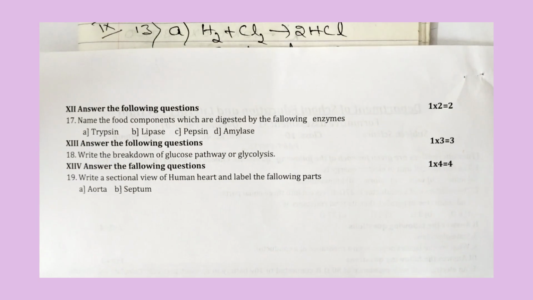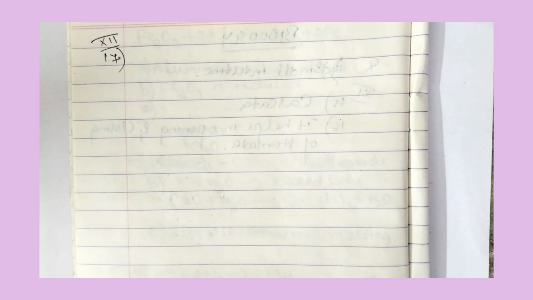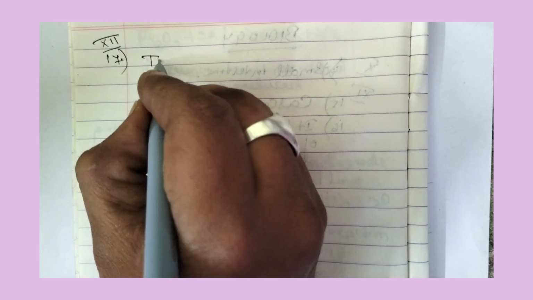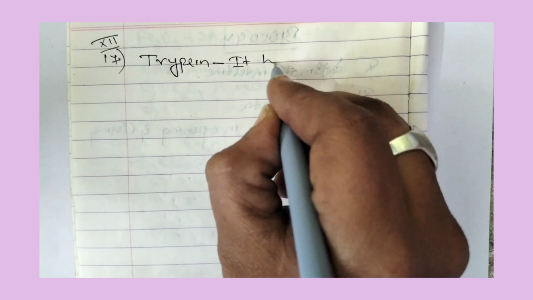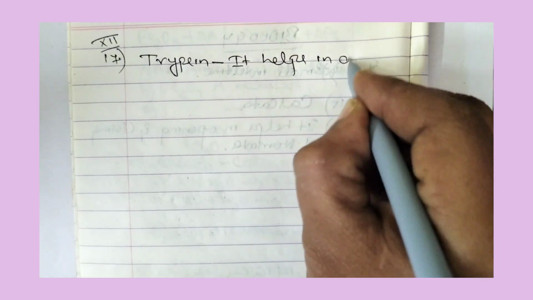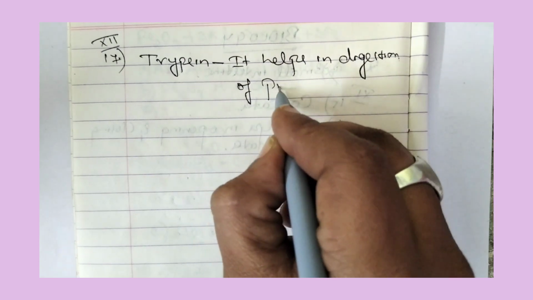Now let us move to the 12th main, question 17. Name the food components which are digested by the following enzymes. So let us answer question number 17 now. In question 17, name the food components which are digested by these enzymes. Trypsin helps in digestion of proteins.